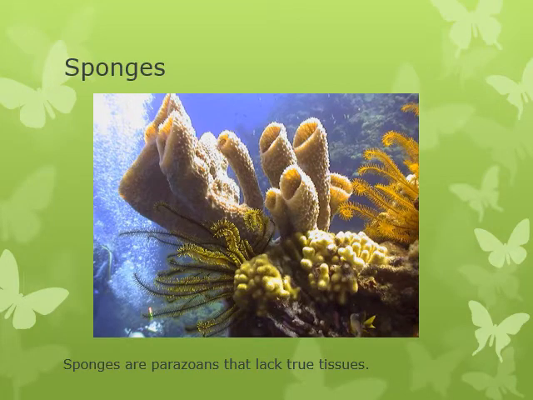Okay, so we're going to start with the sponges, talk about where fake sponges came from. Then we're going to move into jellyfish, talk about all those super fun things about jellyfish. Jellyfish are awesome. So sponges are parazoans. Parazoans lack true tissue. This is what a sponge looks like, in case you've never seen one.